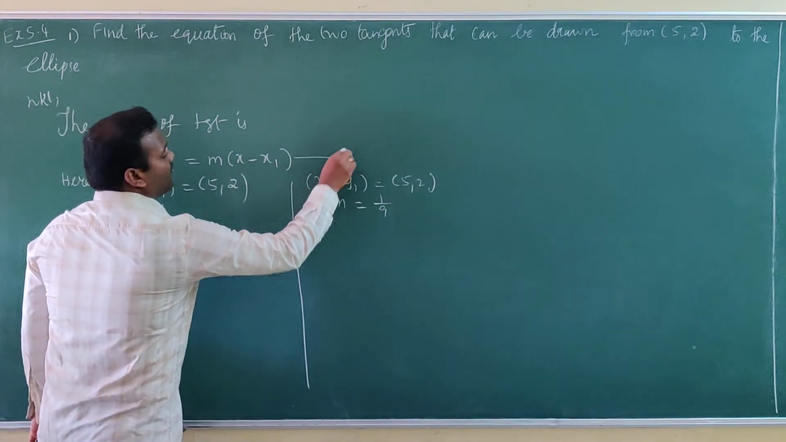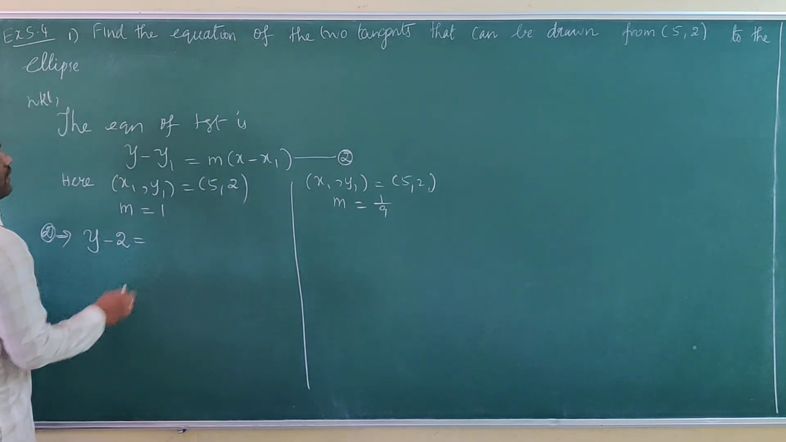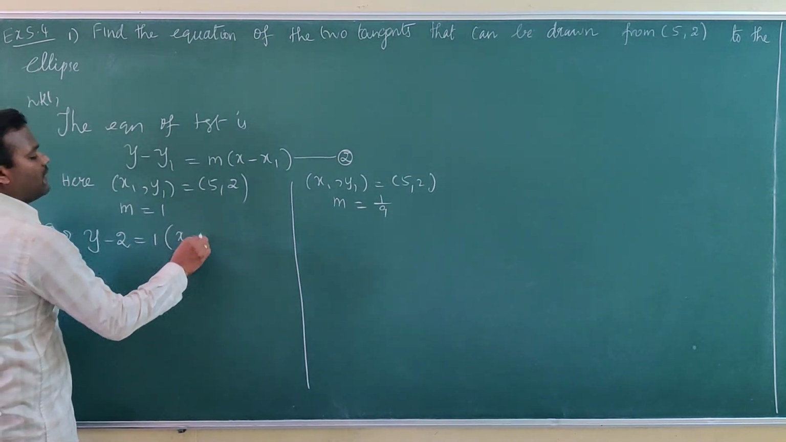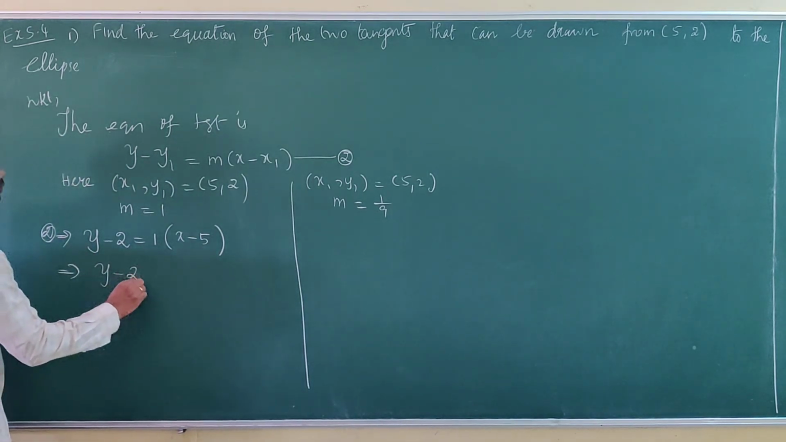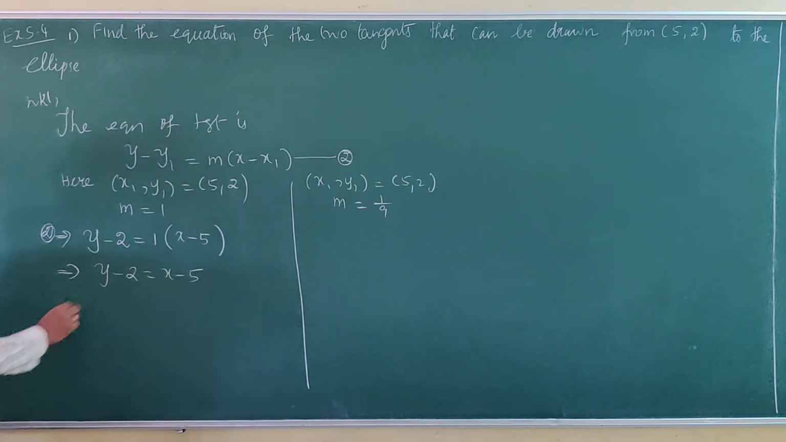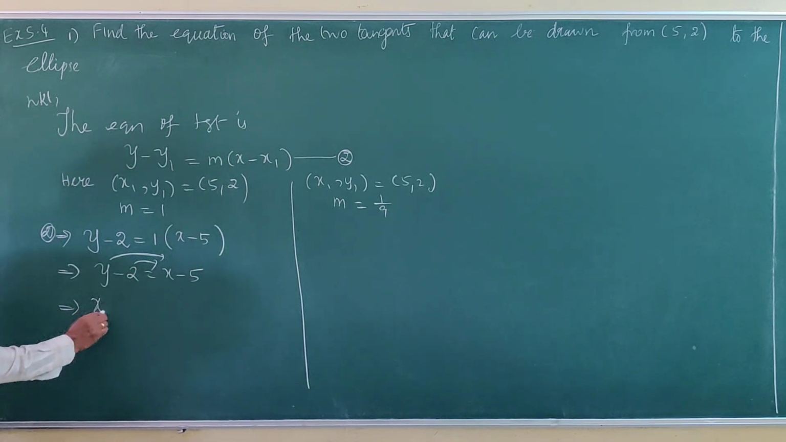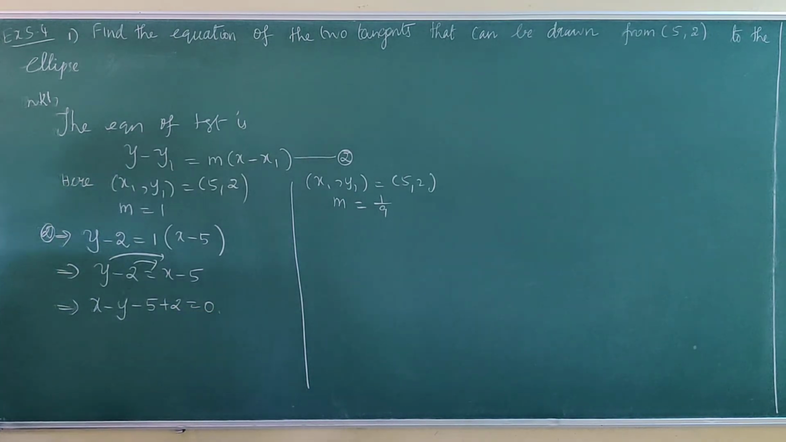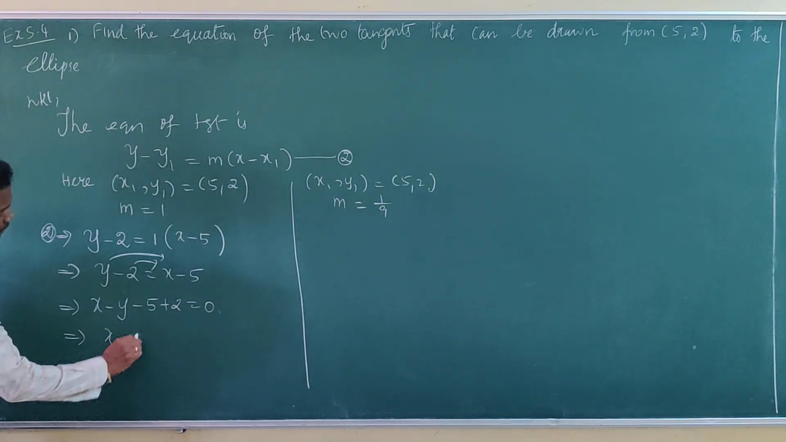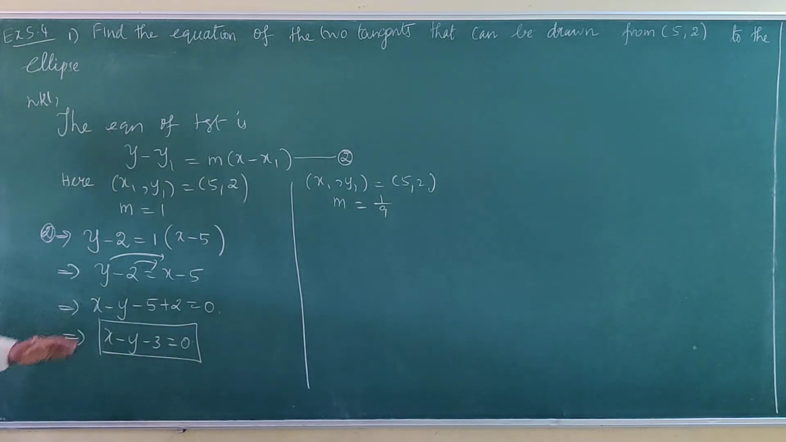So you have to substitute both the things in this equation. So let us take this equation as number 2. When you are substituting this in the second equation, you will get y minus y1, which is 2, equal to m, which is 1, into x minus 5. When you are simplifying this, you will get y minus 2 equal to x minus 5. When you bring this to the other side, the right side, you will get x minus y, already minus 5 is there, now plus 2, which is equal to 0. So which implies x minus y minus 3 equal to 0. So this is one of the equations of tangent.